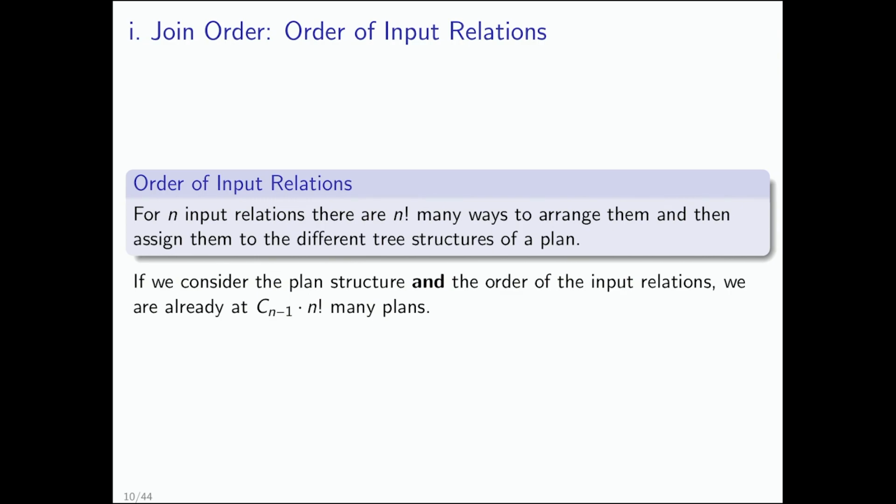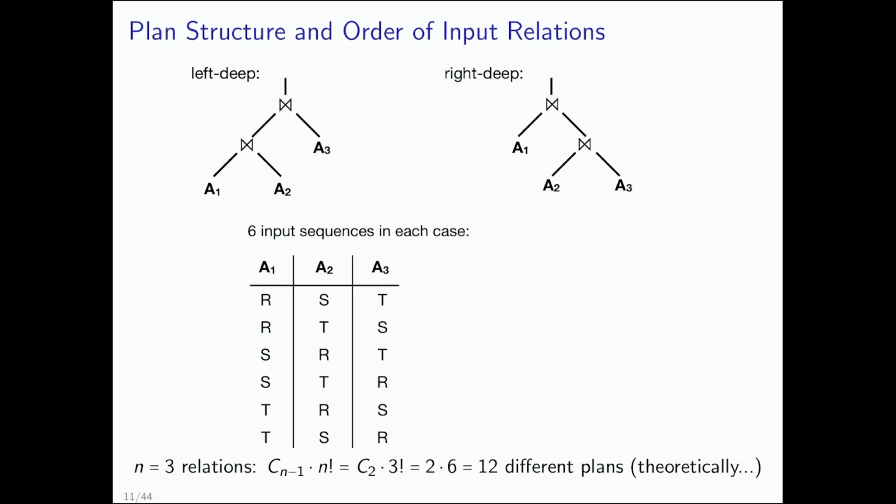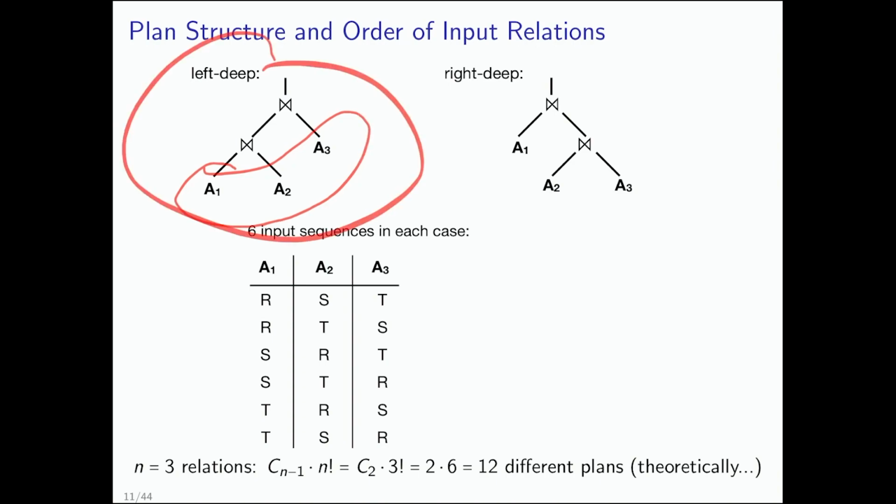So basically now you have to multiply those two numbers. What is the number of structurally possible plans with the different annotations of the relations? Well, that's this number: Catalan n-1 times n factorial many plans. You guessed right, that's a huge number, and it goes through the roof pretty quickly. So here's a full example for 3 input relations, using variables a1, a2, a3 as inputs. I have those 2 structurally different plans.